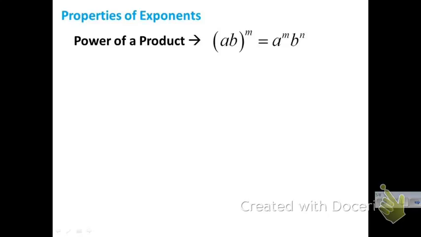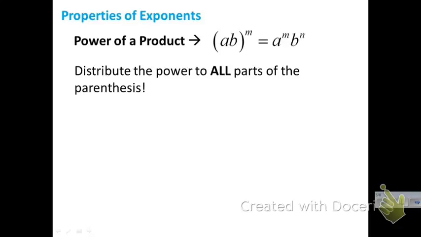Here's where I have the typo. This is your next property. It's power of a product, so if we have two different bases that we're multiplying to a power, we're going to go ahead and distribute that power to both. So it should read a to the m times b to the m, and that should be an m there. Remember that the m needs to distribute to all parts.